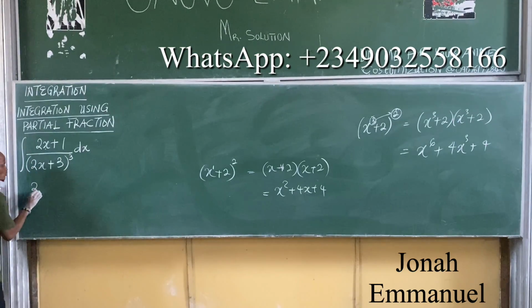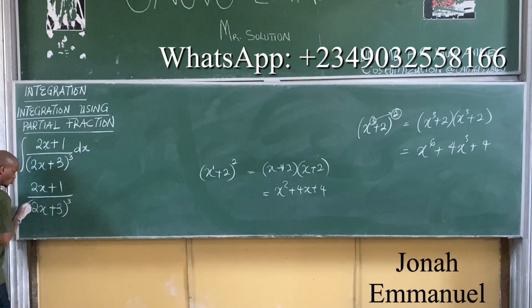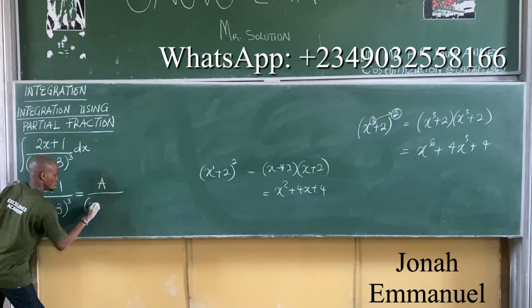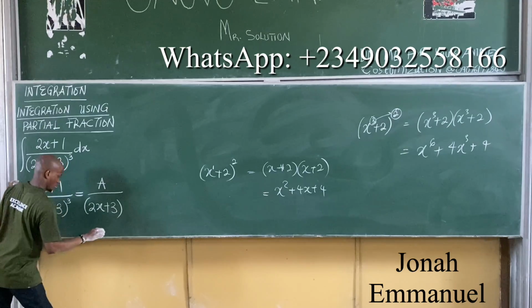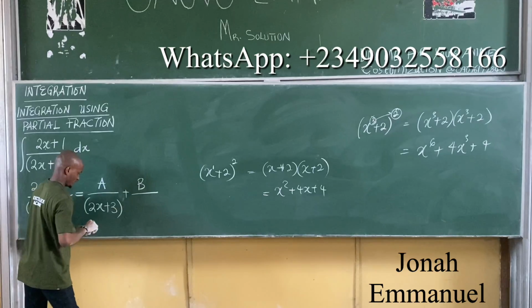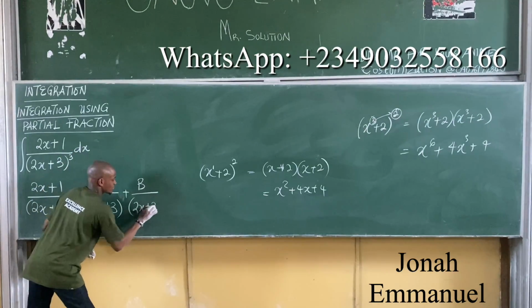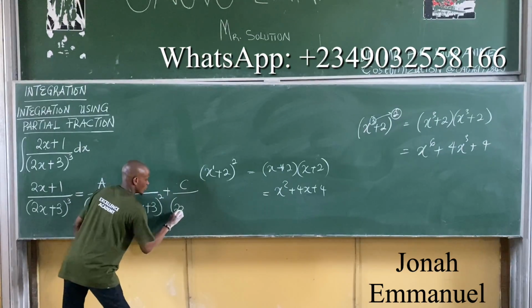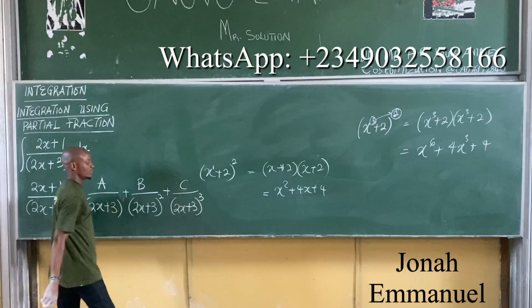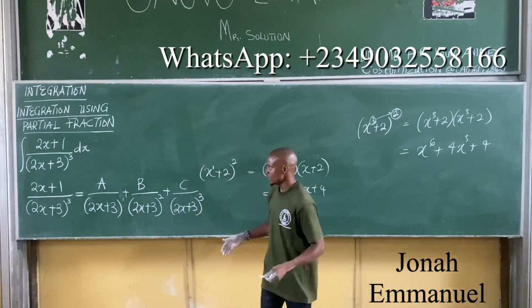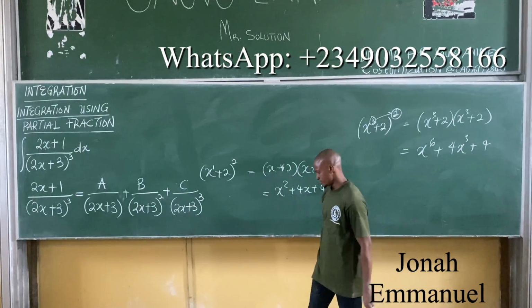For this one, it becomes 2x plus 1 all over 2x plus 3, all cubed. What will be the form there? A all over 2x plus 3, plus B all over 2x plus 3 squared, plus C all over 2x plus 3 cubed. So that's your form. Your key to solving partial fraction always lies in, can you remember the correct form?